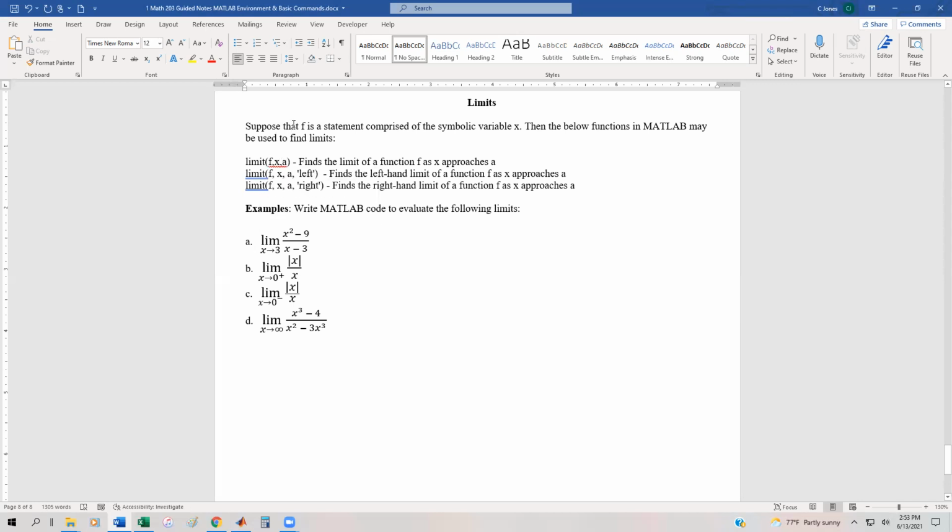If we want to approximate or find the left and right hand limits, then we just use a fourth parameter, and we want to put that in apostrophes. So we have 'left' and 'right' in apostrophes if we want the left or right hand limit.